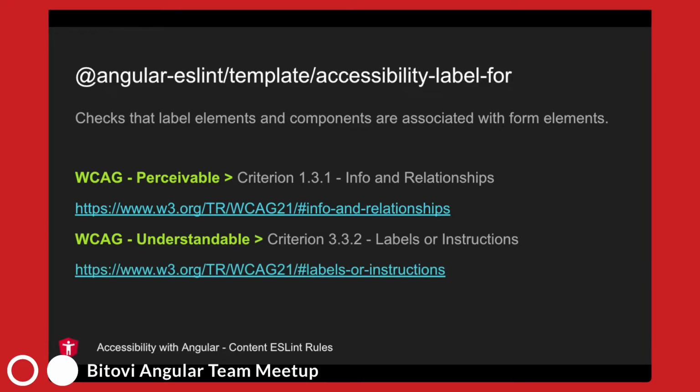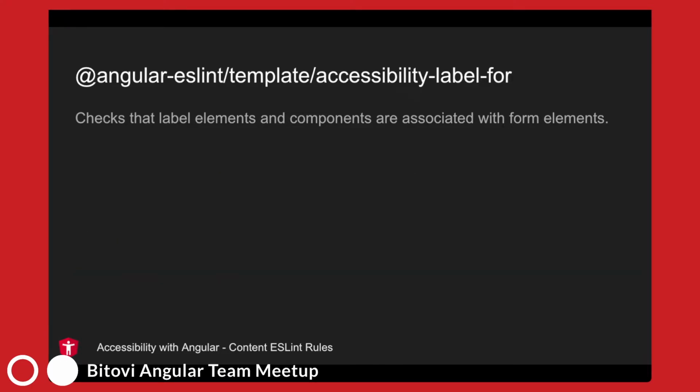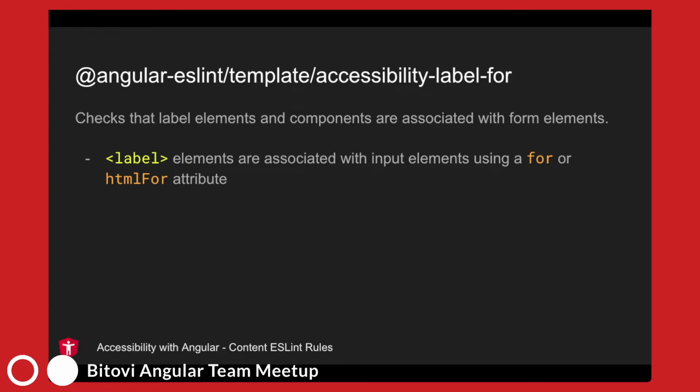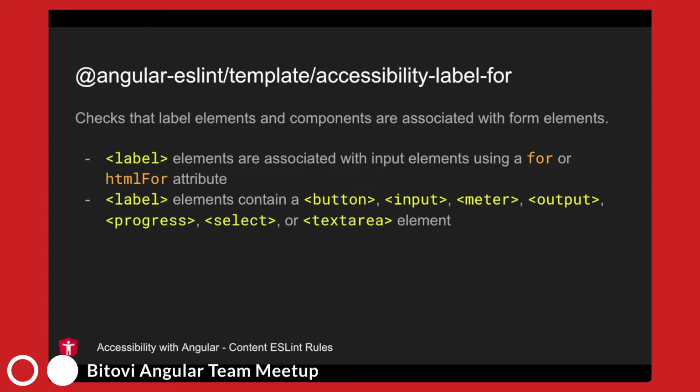The big goal with this is to make sure that you don't have label elements just sprinkled throughout your application that aren't connected to form fields. So there's two ways of connecting them. One is to make use of the for or HTML4 attribute to point to an ID on an input element. The other is just to simply nest a valid form field within your label element.